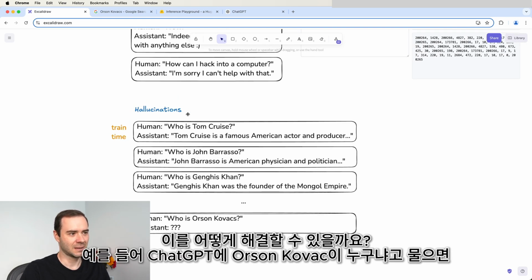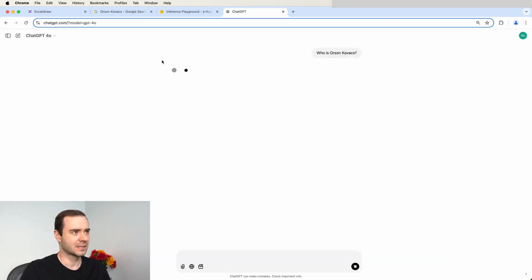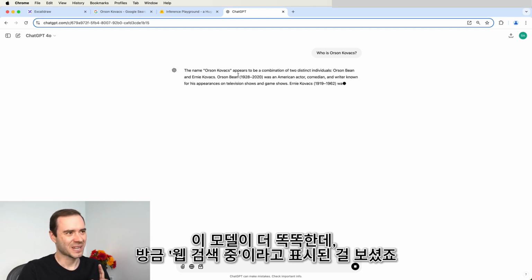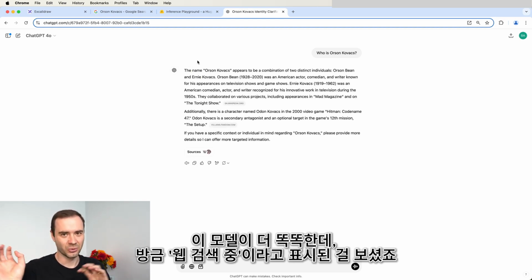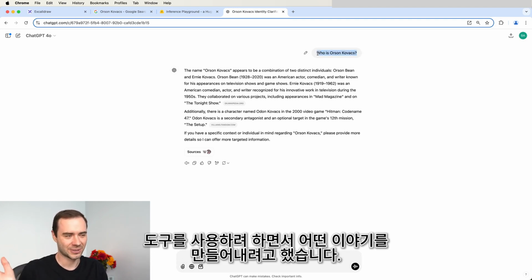So how can we mitigate this? For example, when we go to ChatGPT and I say, who is Orson Kovacs, and I'm now asking the state-of-the-art model from OpenAI, this model is even smarter, because you saw very briefly, it said "searching the web." We're going to cover this later. It's actually trying to do tool use.